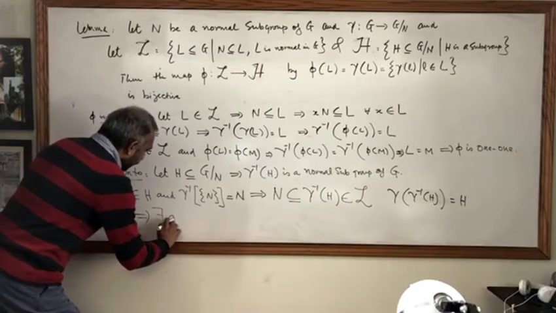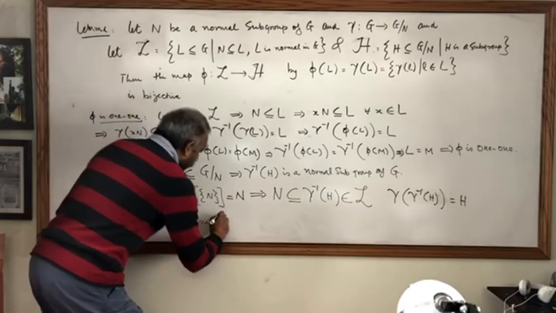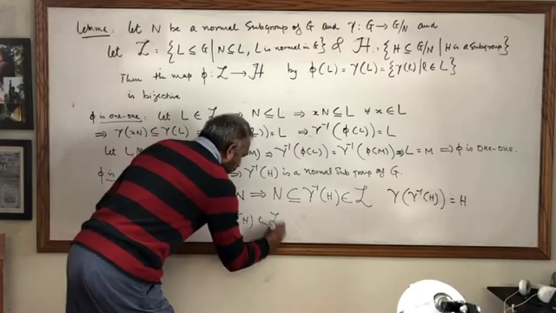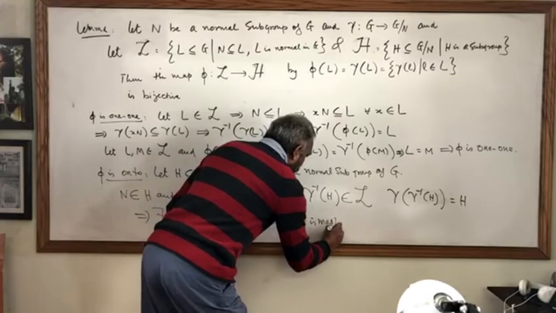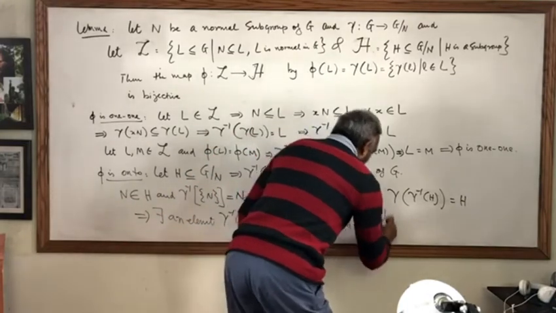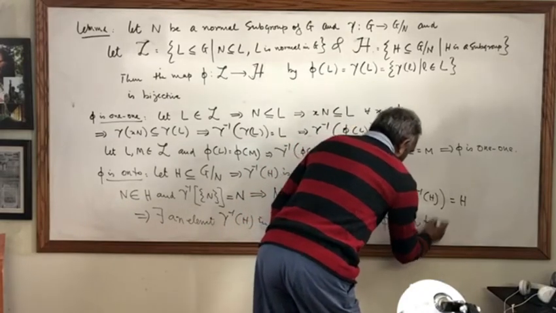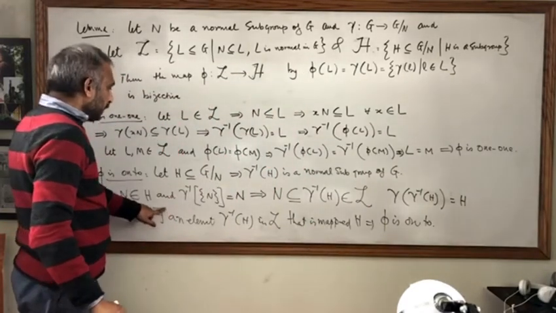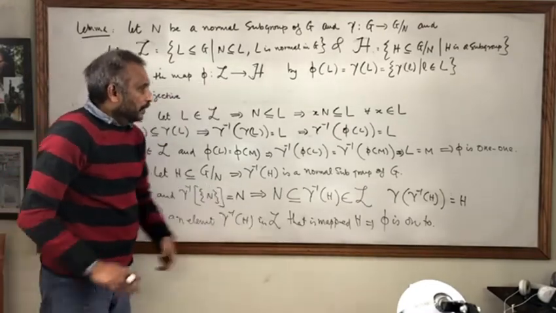And that means there exists an element, gamma inverse of H, in L that is mapped to H, which implies phi is onto. We need to find out for every H in G over N, there exists an element in L that is mapped to that, and that's exactly what we did.